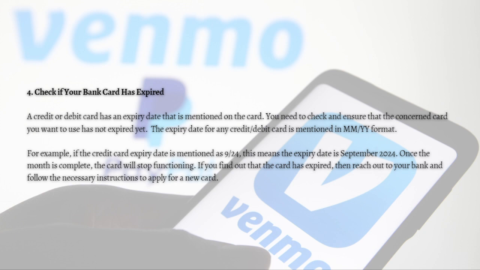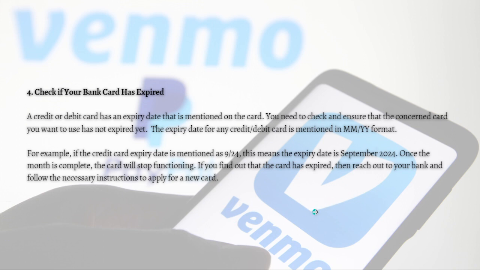So the expiry date for any credit or debit card is mentioned in this format right here, so the month and the year. So for example, if the credit card expiry is mentioned as 9/24, this means the expiry date is September 2024. So once the month is complete, the card will stop functioning. And if you find out that the card has expired, then reach out to your bank and follow the necessary instructions to apply for a new card.